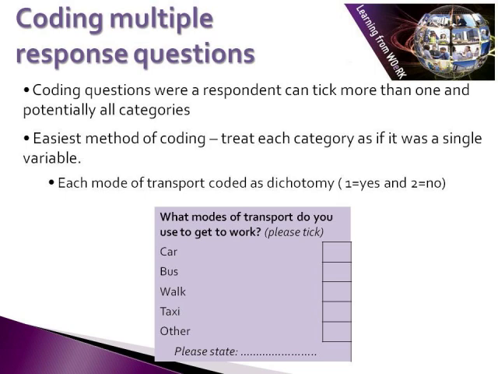You would treat car as one variable and code it as 1 or 2 for either yes or no. Bus as one variable and code it yes or no, 1 or 2, and so on and so forth.